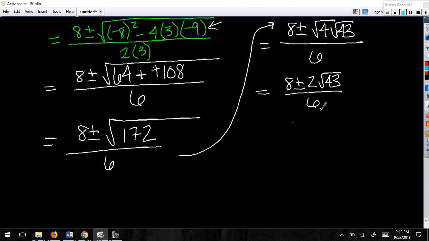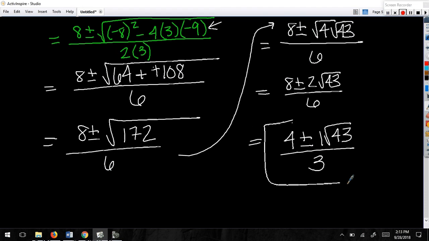Now, here's what you can never, never, never do. You can never divide what's under the radical by what's on the bottom. What you can do is the number in front of the radical. Okay? So I could say 8, 2, and 6 are all divisible by what? 2. So I could say this is the same thing as 4 plus or minus 1 times the square root of 43 over 3. That's the answer.